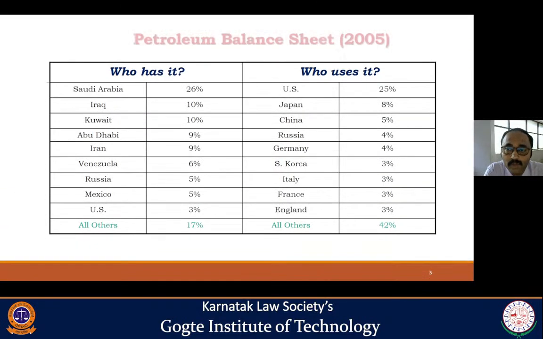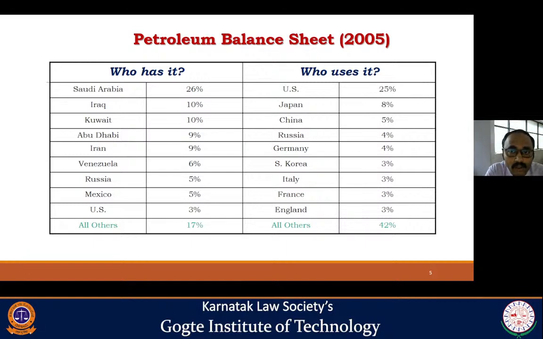It has become cheap. Now let us see the balance sheet which exists for 2005 and 2015. So who has it? The countries like Dubai, Iran, Kuwait, then Russia, Mexico and USA are having it, but the largest percentage lies with Dubai at 26%. And who uses it? Usually USA, Japan, China, Russia, these are the numbers, right? They are using it in large quantity. We line up in India, along with all others, at 17%.